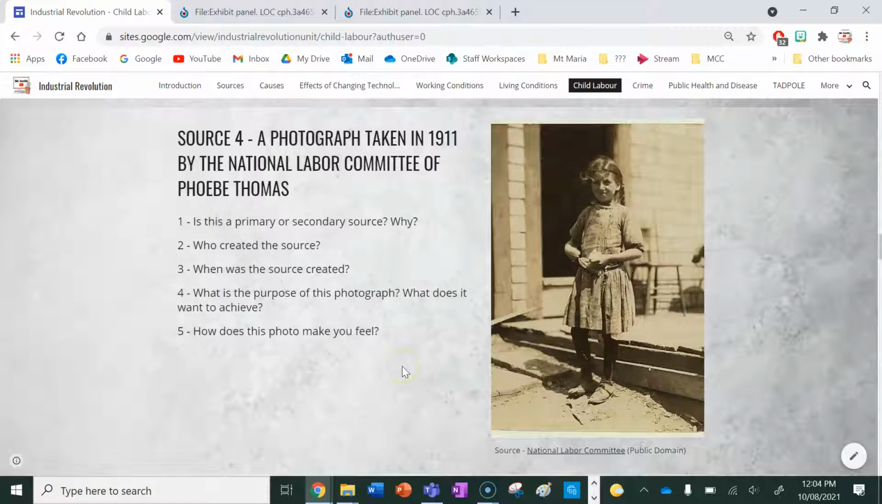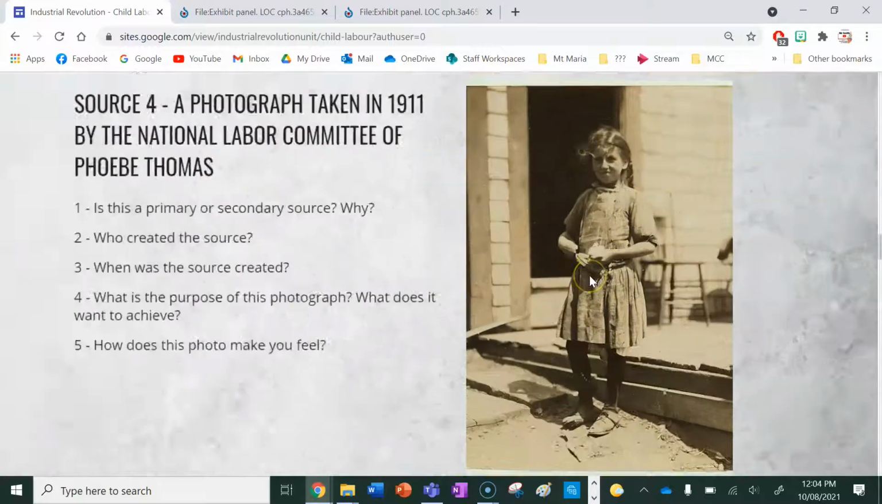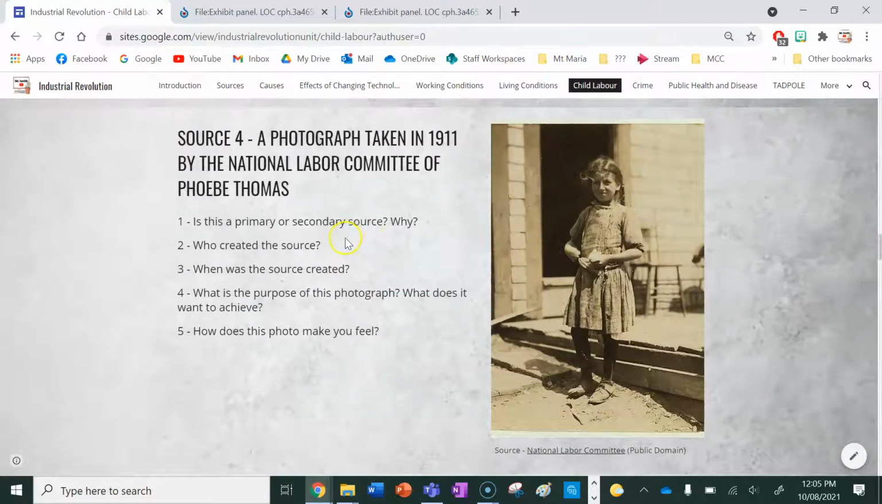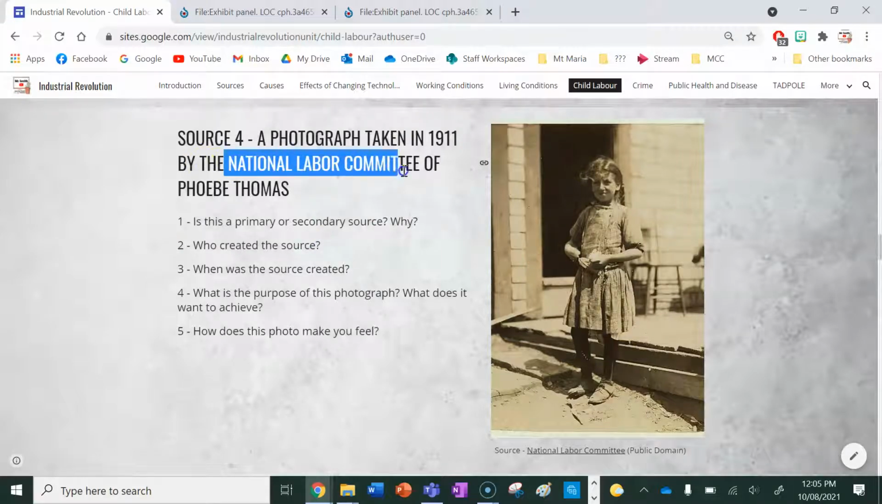Here we've got a photograph taken in 1911 of Phoebe Thomas, and this makes up source 4. So here we've got a photograph of Phoebe, and if you zoom in, you can see Phoebe has lost her hand in the workplace. It is a primary source for number 1 because it is a photograph taken during the Industrial Revolution, so it's a primary source. Who created it? We've got the National Labour Committee. That's who took this photo. Someone from this committee took this photo.